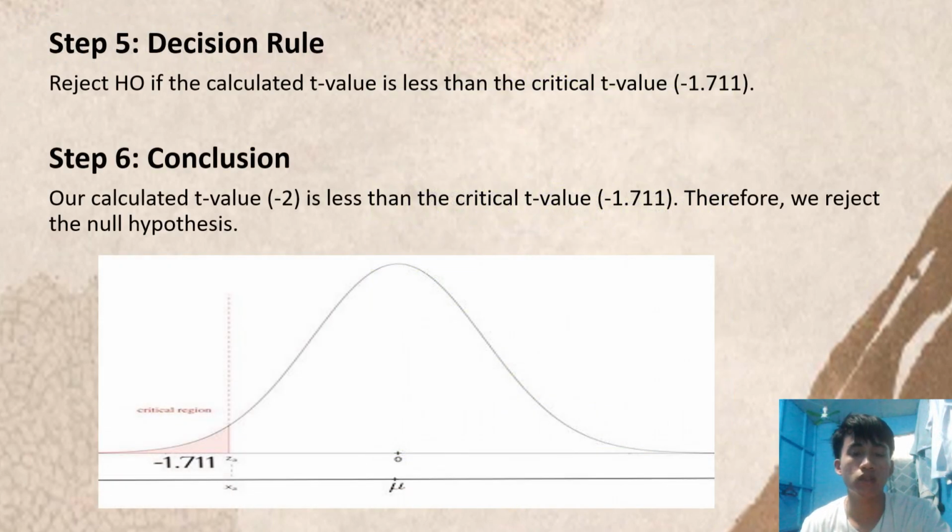Step 5. Decision rule. Reject the null hypothesis if the calculated t-value is less than the critical t-value of negative 1.711. Step 6. Conclusion. Our calculated t-value of -2 is less than the critical t-value of -1.711. Therefore, we reject the null hypothesis.